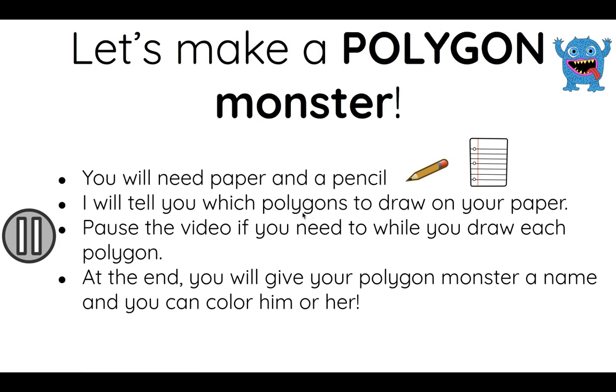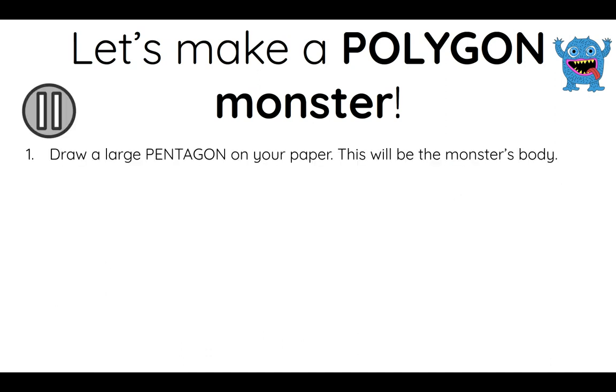And then as soon as I give you a direction, please pause the video while you draw each polygon on your monster. At the end, you will give your polygon monster a name, and then you can color him or her. At the end, Mrs. James will show you the monster that I created with these directions. Let's get started. Number 1, draw a large pentagon on your paper. This will be the monster's body. Pause the video and draw your monster's body.